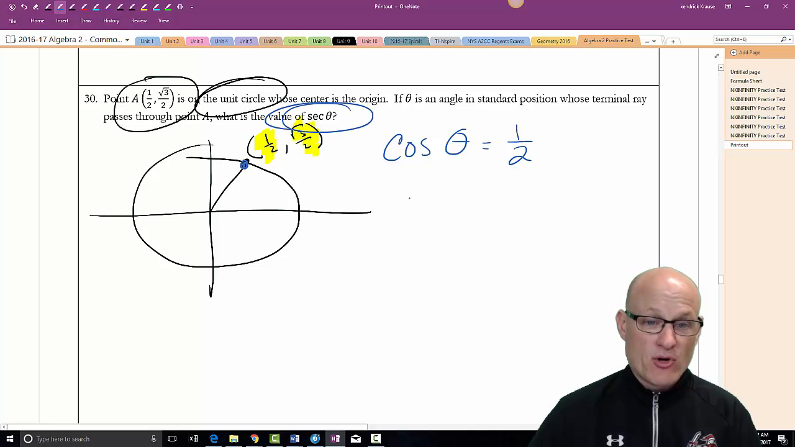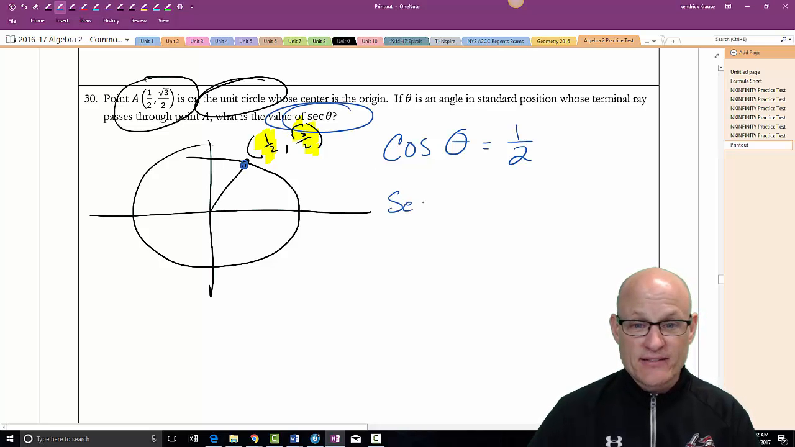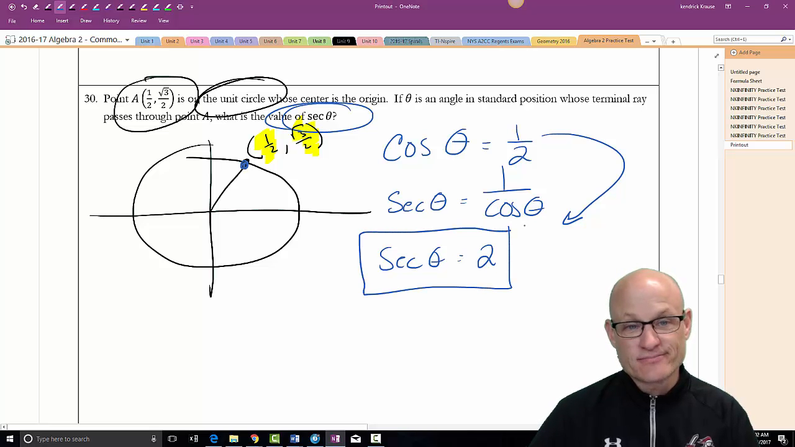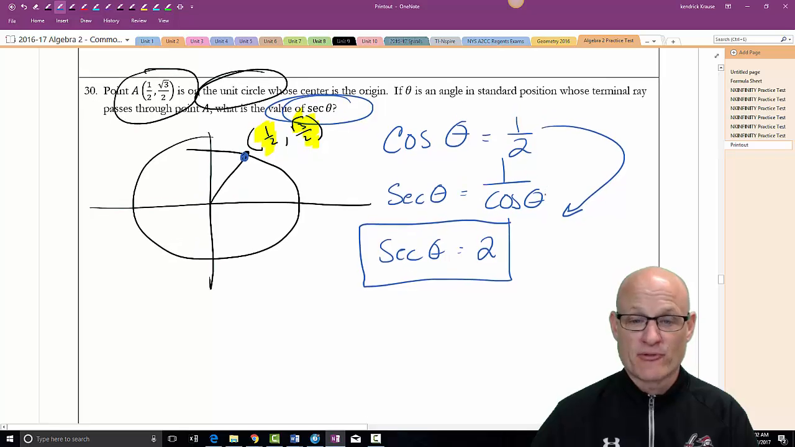And I need to then remember, oh yes, secant theta is equal to 1 over cosine theta, or secant theta is equal to 1 over 1/2. Well, that's kind of silly. If you just remember that secant is the reciprocal function of cosine, then this is just 2. And that's your answer. That was a very simple question, but you had to remember some things.